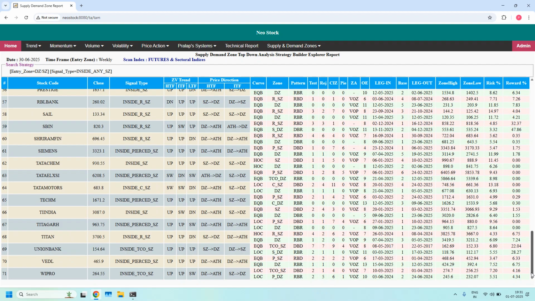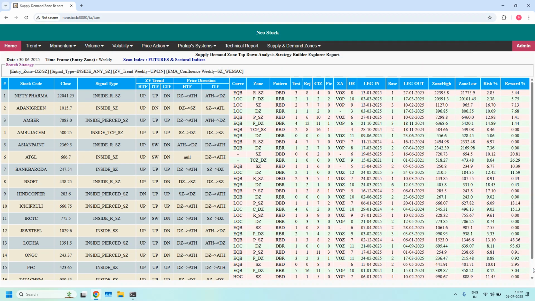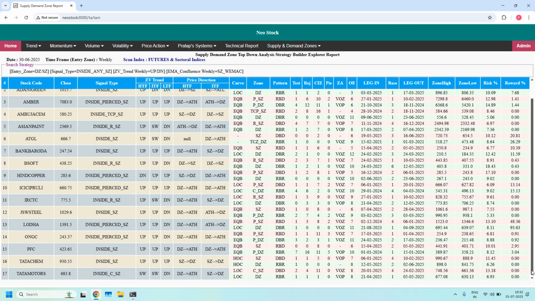We can further filter based on weekly supply zone having weekly EMA confluence. Weekly supply zone with weekly EMA, and also the trend on the weekly should not be sideways. It can be up or down with these filters. First 15 stocks in the list. Scrolling the list down. Total 17 stocks are filtered. So this is about the weekly time frame. Next time frame, daily, was already generated in the beginning of the report.